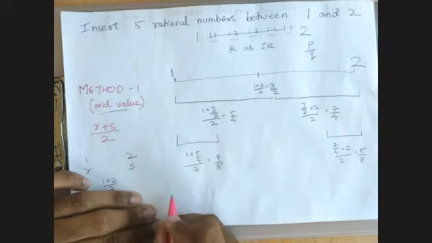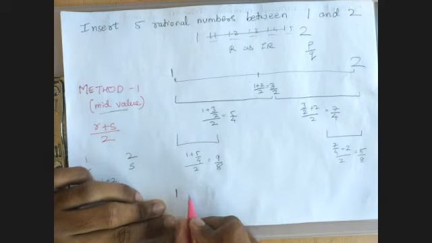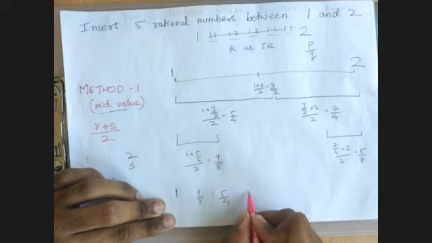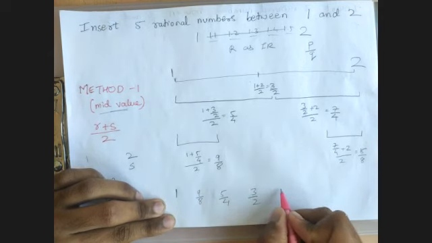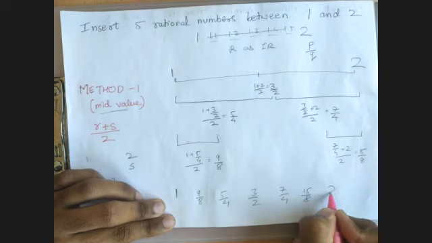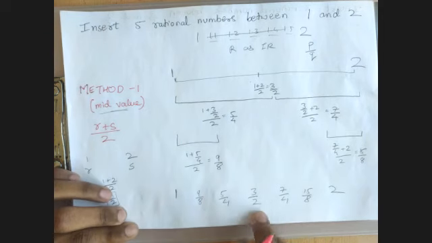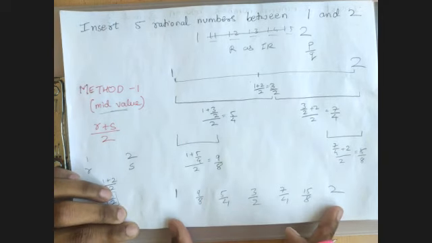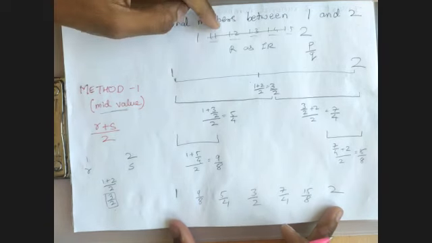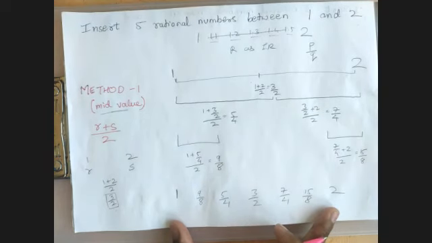So now I can easily write the numbers in between them. So it is 1, 9 by 8, 5 by 4, 3 by 2, 7 by 4, 15 by 8, and 2. So there are 1, 2, 3, 4, 5 numbers, 5 rational numbers inserted between 1 and 2. So this is one of the methods where we do not go wrong. Or else if we find the numbers and find the fractions of each number like this, it is a tedious process and we might go wrong with that.